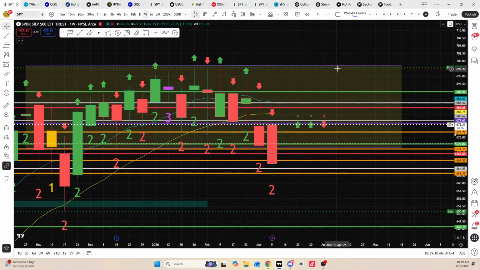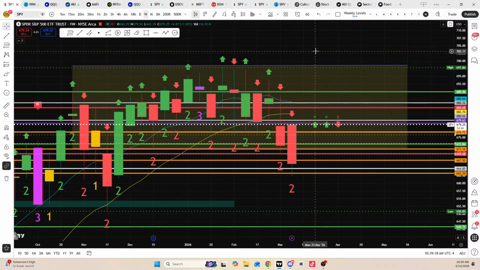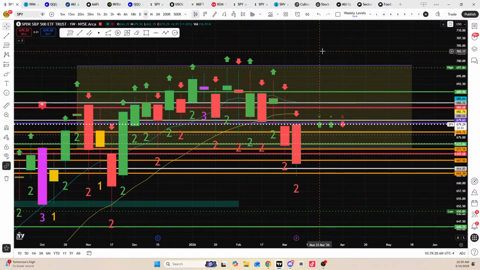694 at least. We're going to test that. We're going to break 700. If we push back above 688, 690, we're going to break 700 on this next push. So that's the number everybody's waiting for on SPY. SPY is 700. We're going to see if we get that.